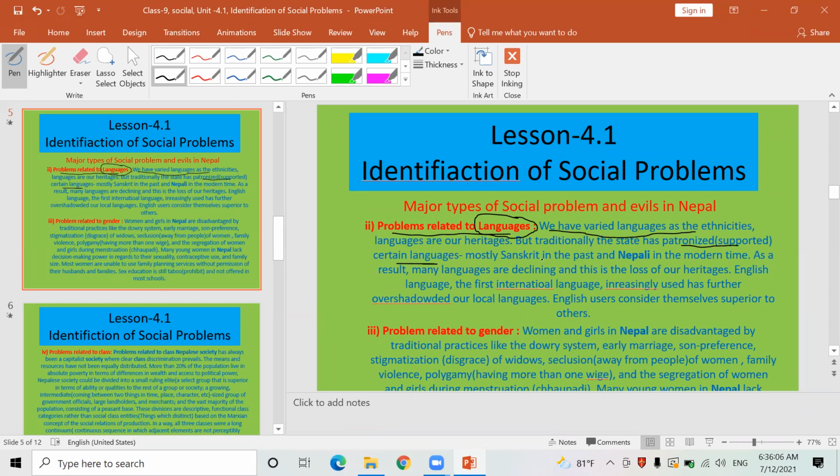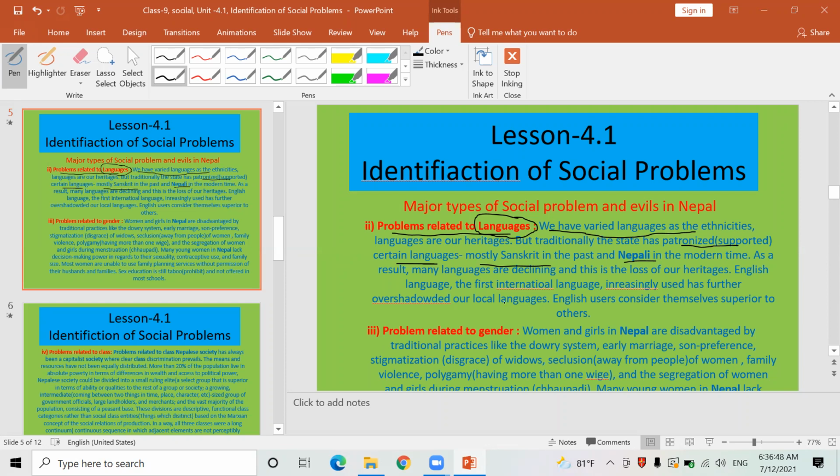Look here, mostly Sanskrit in the past and Nepali in the modern time. In ancient times, there was the influence of the Sanskrit language in Nepal. At present, in this modern time, there is the influence of the Nepali language everywhere. All over Nepal, Nepali is used as the major means of communication. Just as we use English as a major means of communication in this world, and English is affecting the rest of the world's languages very badly and severely, similarly, the Nepali language has also been affecting the rest of the mother tongues of Nepal very severely. Therefore, this is also a social evil.